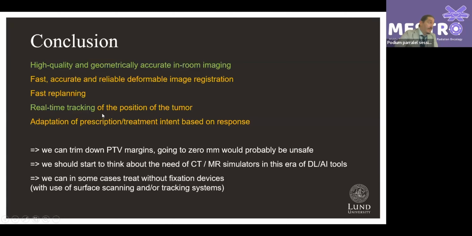So that's also really something I think we should work on, and collectively collect data on that, on really big data sets. Look at the radiomics image of patients and see how they respond during treatment. So that, I think, is a great opportunity as well this week. We should trim margins and potentially think about skipping simulators in the future, as well as maybe treat without fixations. So these are the conclusions.